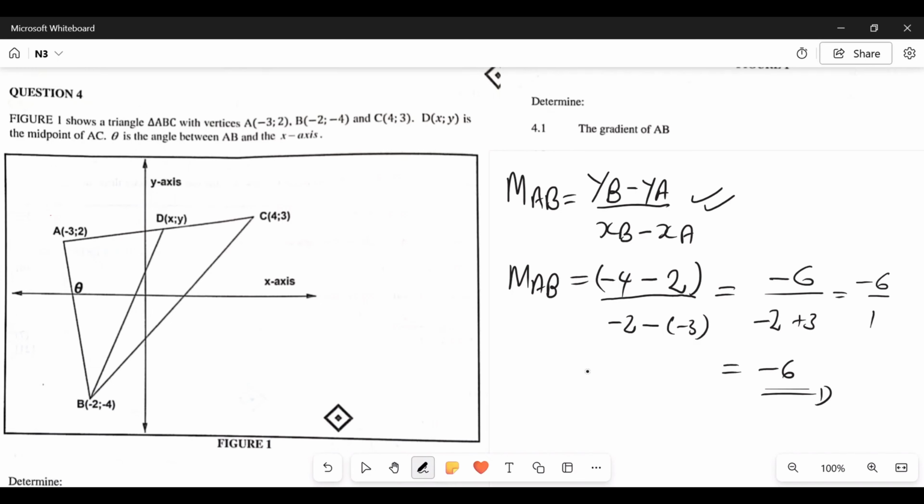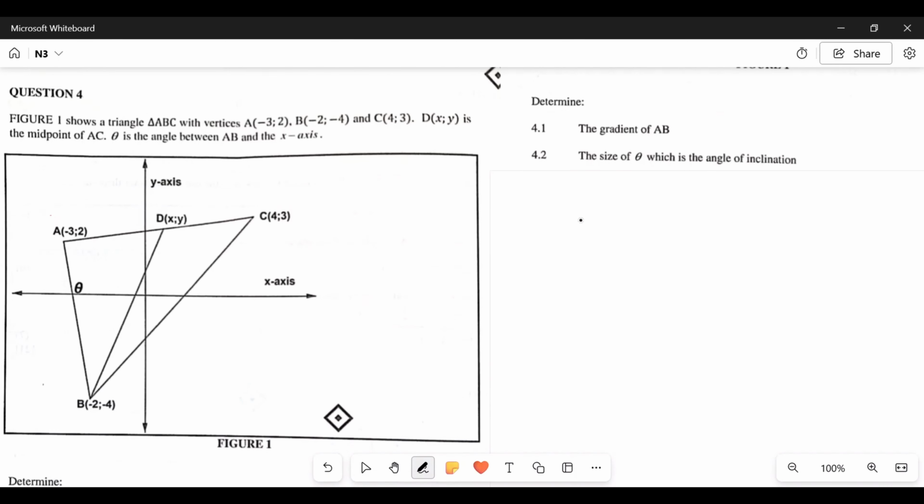Let's look at 4.2. All right guys, here's our 4.2 there. They want us to calculate the size of theta, which is the angle of inclination. Guys, the size of theta, they want us to find this one here. As you can see guys, this line is leaning towards the left hand side. So this means that our gradient is going to be negative. So we first need to find alpha, and then we find our theta. So in order for us to find alpha, it's very simple, guys. We need to use this formula.